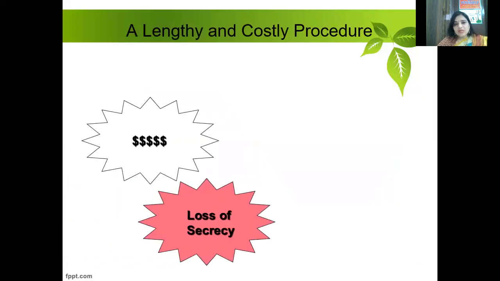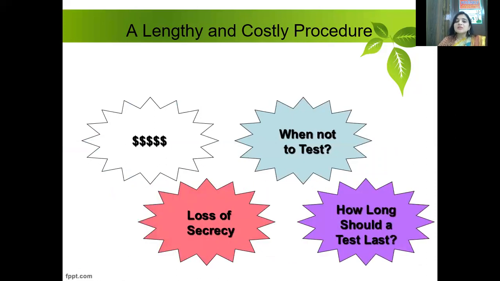Lengthy and costly procedure. Yes, it is, but because it is lengthy and costly, you have to check when not to test and how long should a test last, because these two things would decide whether you are going to lose the secrecy of the product, everything related to product or not. It should be on a very small scale and for very limited time period. Otherwise, your product would be out and competitors might try to copy the product, and that too might be at little less cost. Test marketing really costs more than other experimental designs.